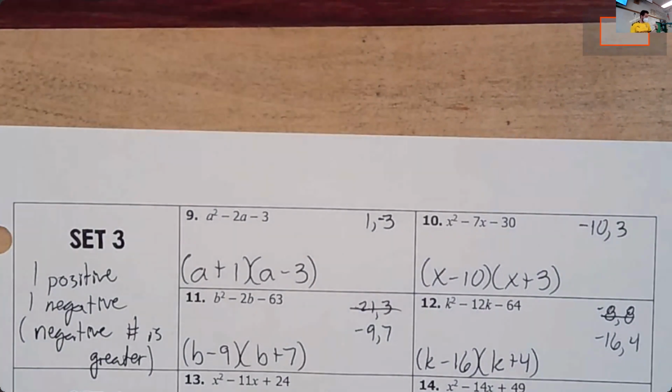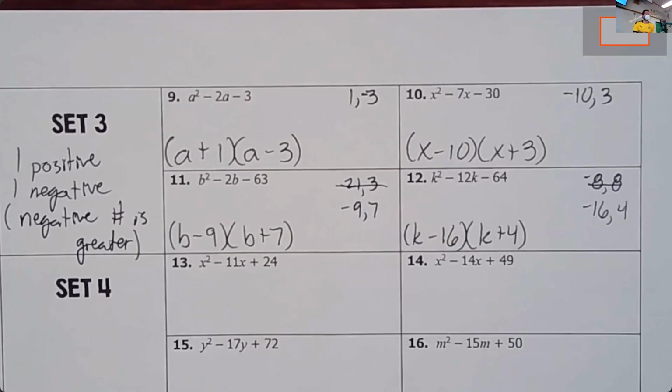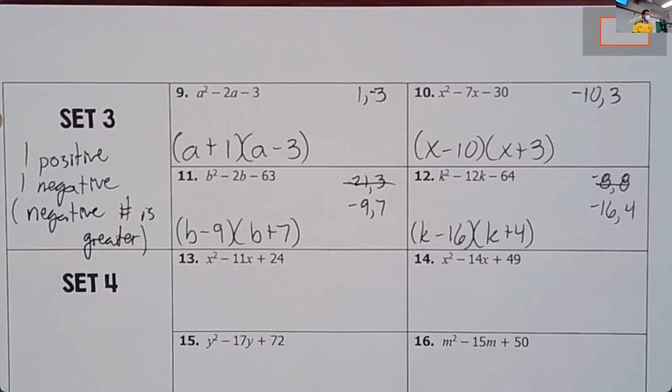So we've had 3 different types. Set 4, take a look here. What's different about this one? Yeah, so the end is a plus and the middle is a negative. So we're multiplying to equal a positive and we're adding to equal a negative. What does that tell us about the factors? What's the only way to multiply two numbers to a positive but have those same two numbers add to a negative? Both negative. That's it.